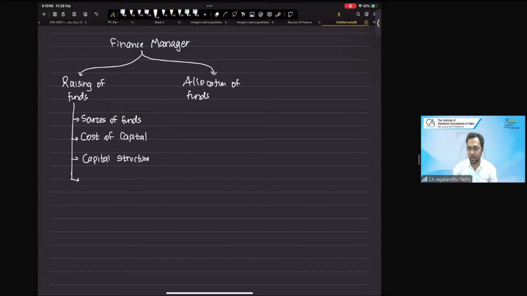What should be the structure of your capital, right? If you are investing, let's say, 1,000 crores into a business, it doesn't mean that the entire 1,000 crore has to come by way of equity shares, right? It can be some amount by way of equity, some amount of debentures, some amount by way of preference shares. Now, what should be that amount? That discussion is going to be undertaken in the topic of capital structure.